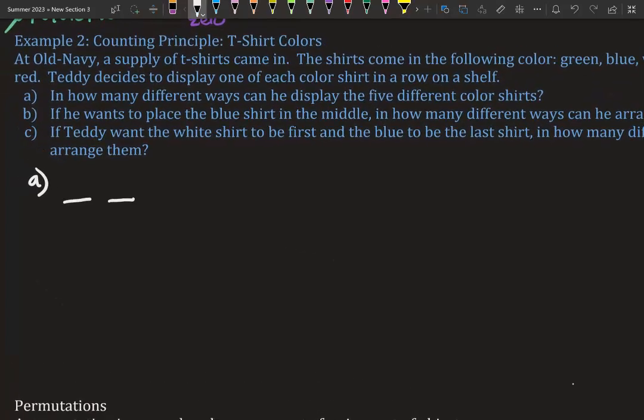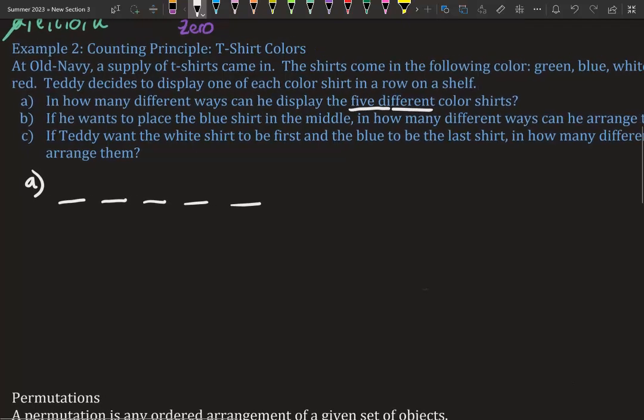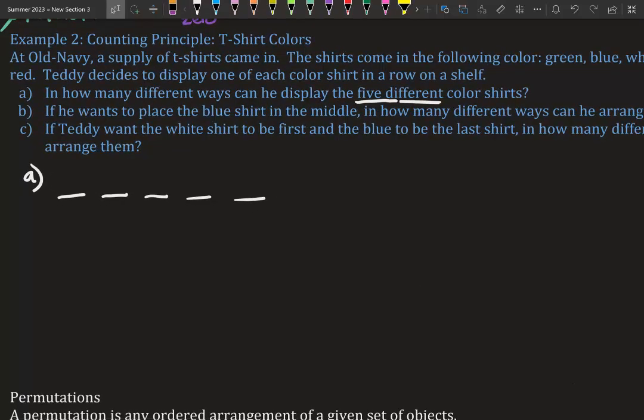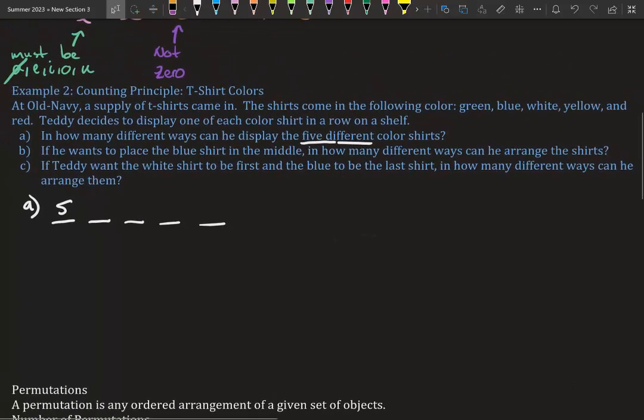Slot 1, 2, 3, 4, 5. It told us 5. And we also have 5 colors. So I have 5 that I can pick from. Let's say I chose green. That means we only have 4 to pick from.